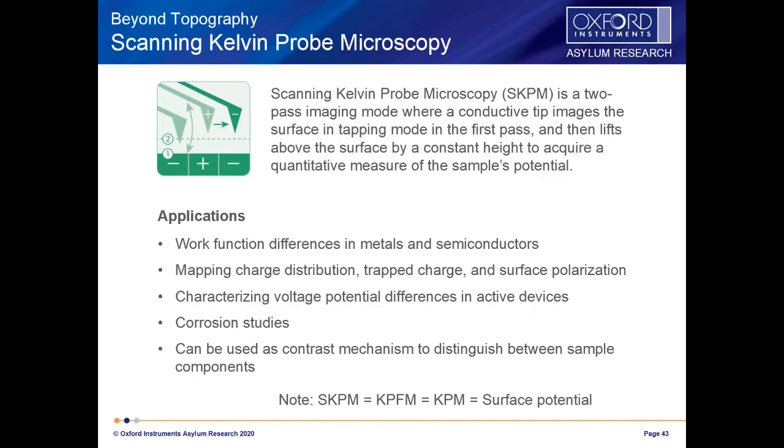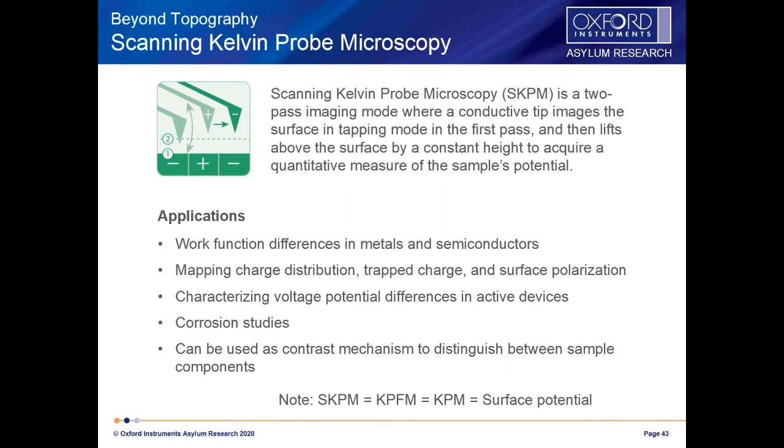So the first example I'm going to give you is a technique called scanning Kelvin probe microscopy. Now, just a quick footnote, there are different names given to this technique. Scanning Kelvin probe microscopy is the same as Kelvin probe force microscopy, is the same as Kelvin probe microscopy, and it is also known as surface potential microscopy. So this technique allows you to map charges on the surface.